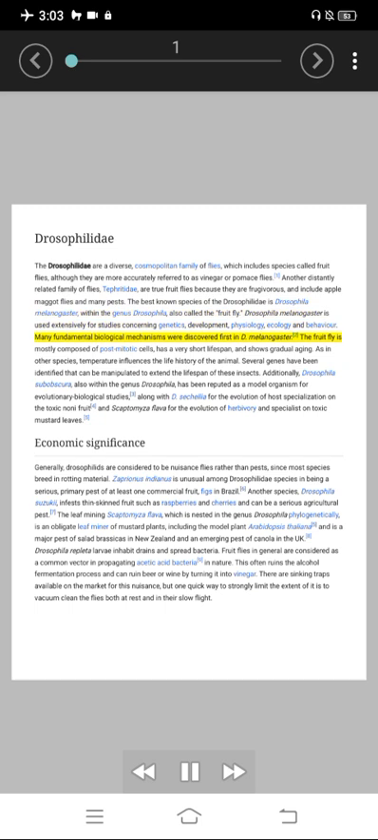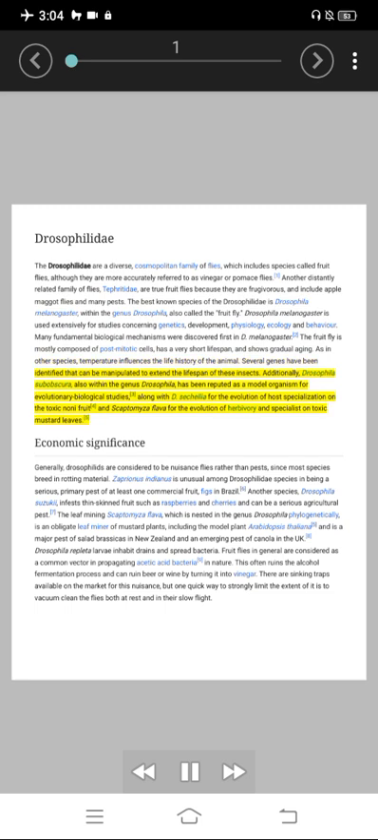Many fundamental biological mechanisms were discovered first in D. melanogaster. The fruit fly is mostly composed of postmitotic cells, has a very short lifespan, and shows gradual aging. As in other species, temperature influences the life history of the animal. Several genes have been identified that can be manipulated to extend the lifespan of these insects.